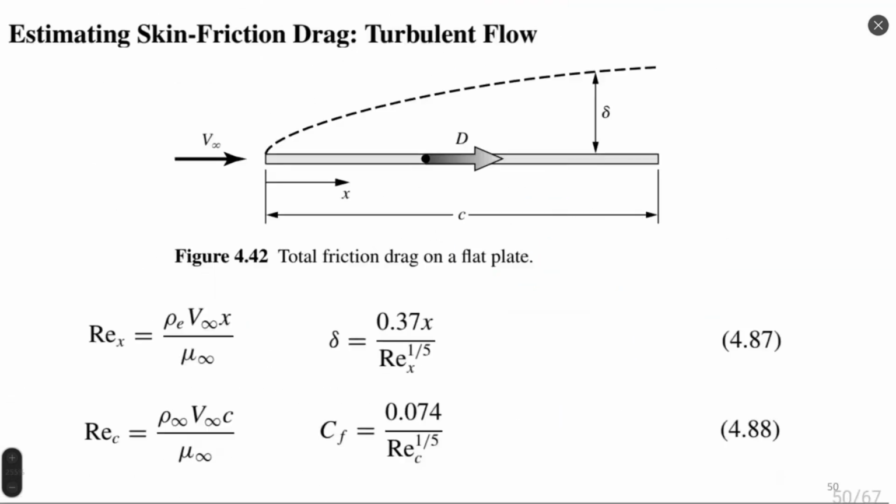For turbulent flow, we have a similar estimation. In this case, since turbulent flow is more complex, the functions are also more complex. Reynolds number is not in a square root, but in power 1/5. And this is also an empirical coefficient, same as 0.37; 0.074 are also empirical coefficients.